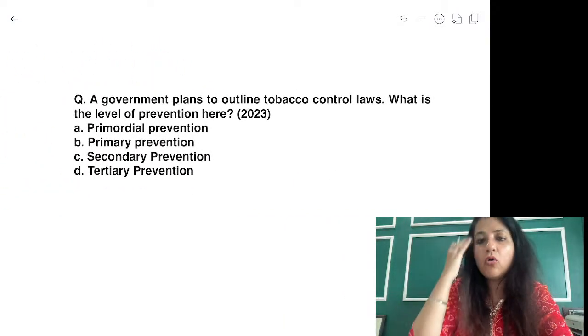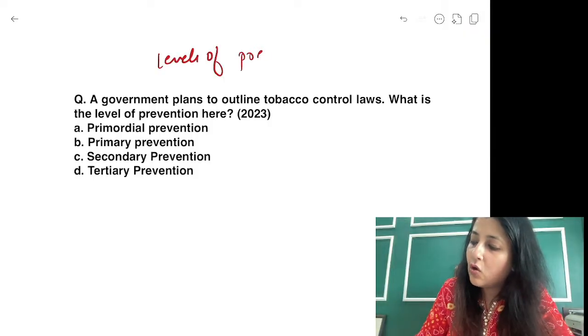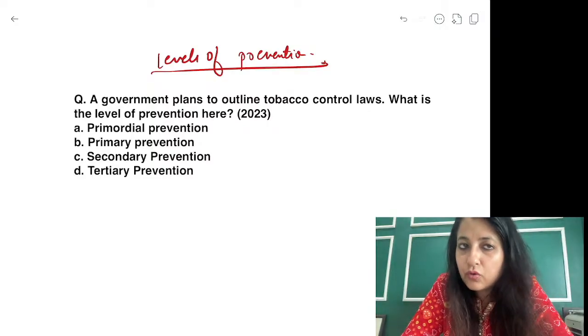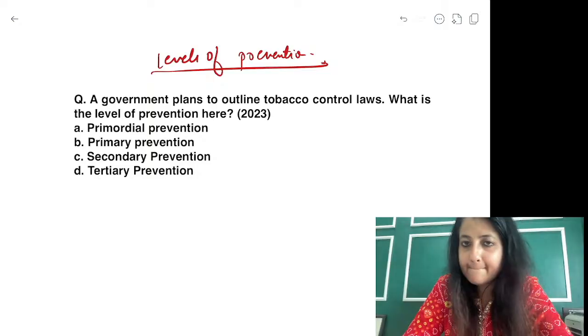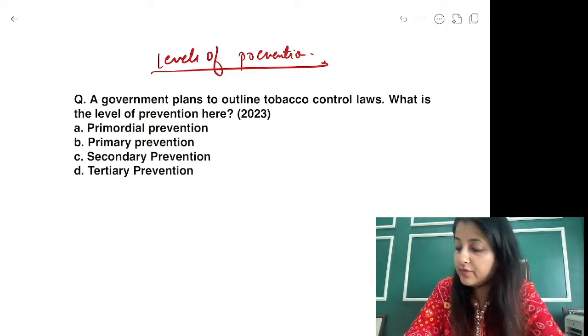Now let's have a look at all the levels of prevention questions which have come in exams. Tell me. A government plans to outline tobacco control laws. What is the level of prevention over here?